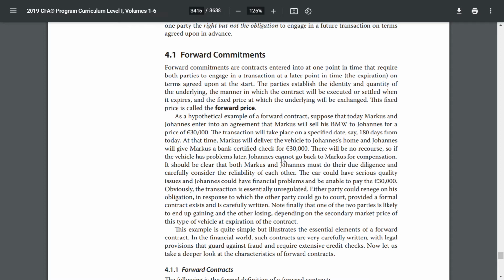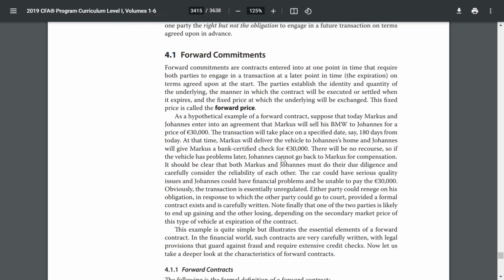At the time, Marcus will deliver the vehicle to Joannis' house, and Joannis will give Marcus a bank certified check of 30,000 euros. There would be no recourse. So if the vehicle has a problem later, Joannis cannot go back to Marcus for compensation.